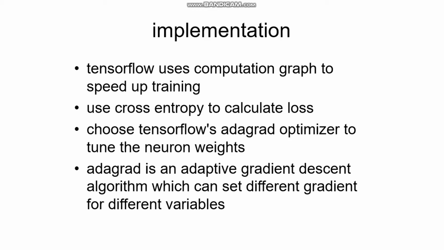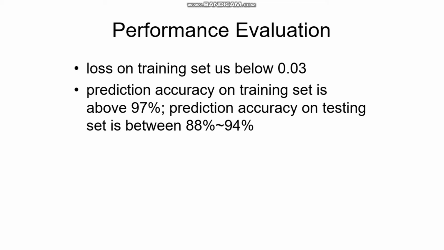TensorFlow uses a computation graph to speed up training, and I use cross-entropy to calculate loss. I chose TensorFlow's Adagrad optimizer to tune the neuron weights. Adagrad is an adaptive gradient descent algorithm which can set different learning rates for different variables. It has much better performance in terms of fast convergence.